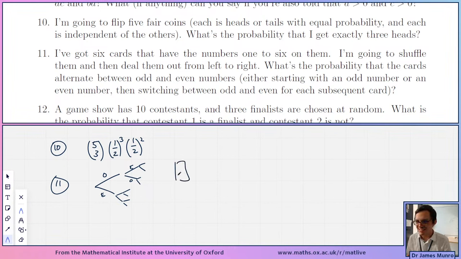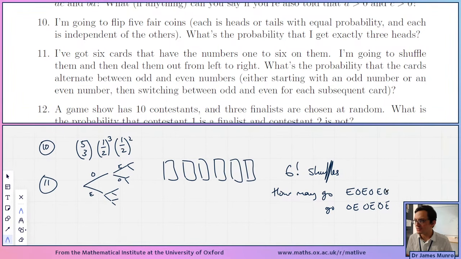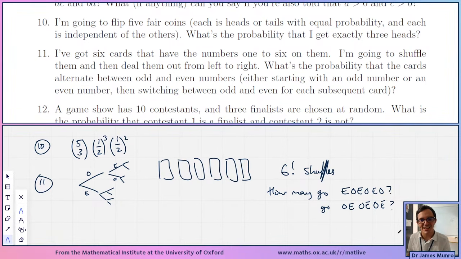So these six cards, here they are, they're face down at the moment, you can't see them. There are 720 possible shuffles of those six cards. How many of them go, I want alternating, right? So I want even, odd, even, odd, even, odd. And then also I want to know about how many go odd, even, odd, even, odd, even. Kind of want to know both of those things. I reckon those numbers might be the same and then I'm going to add them together.